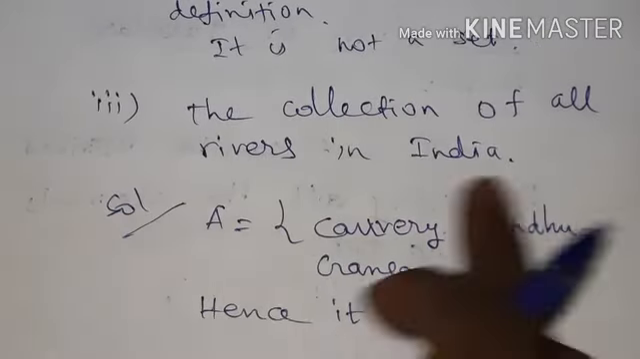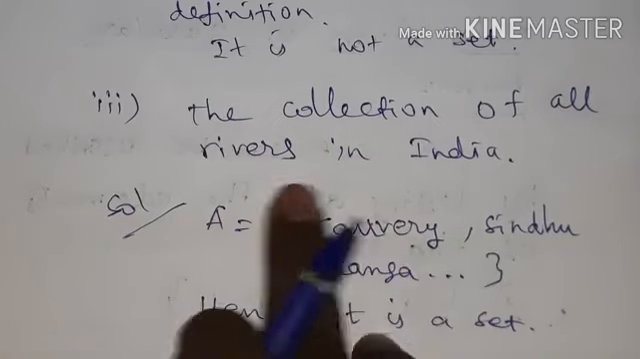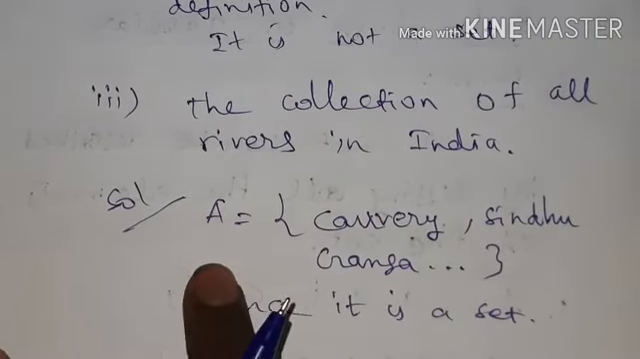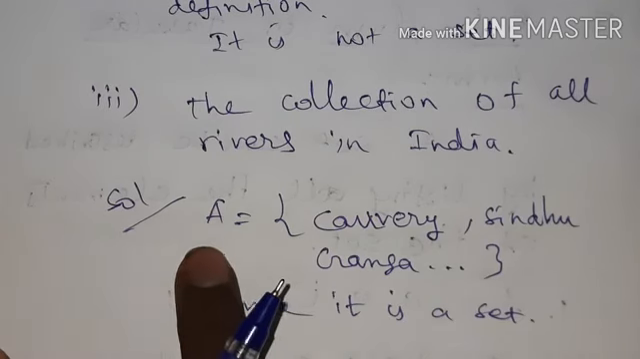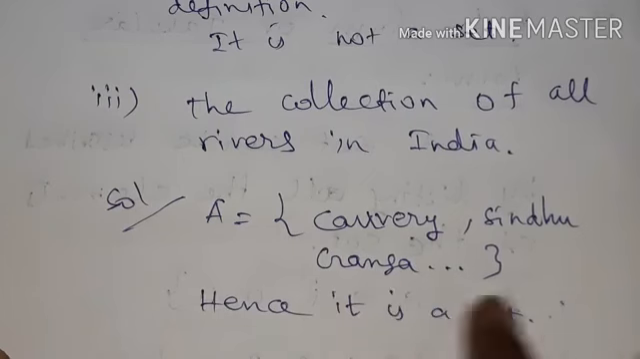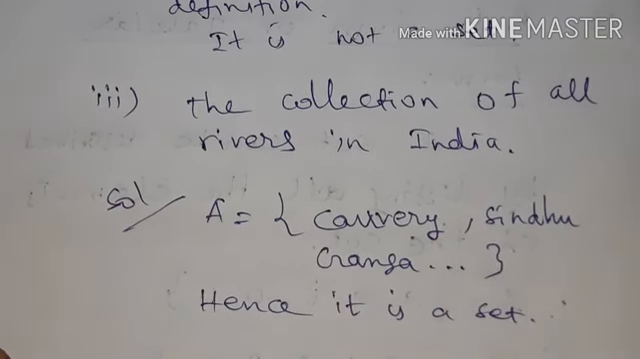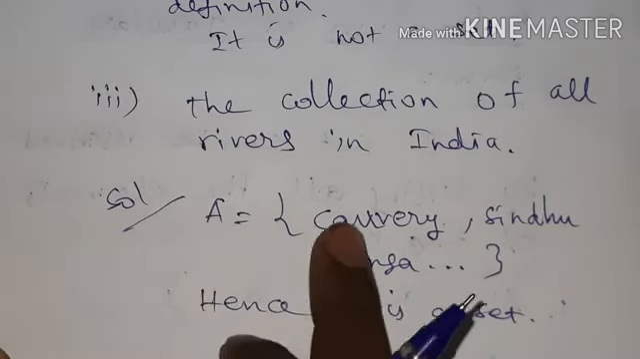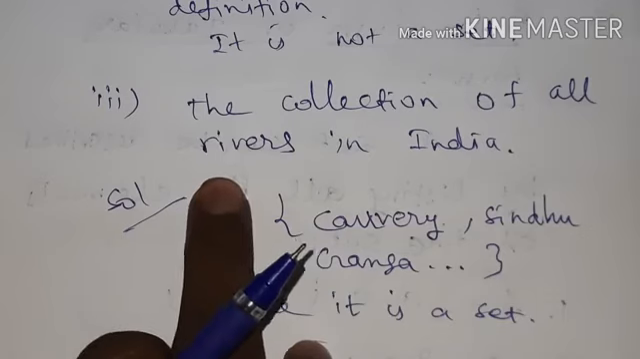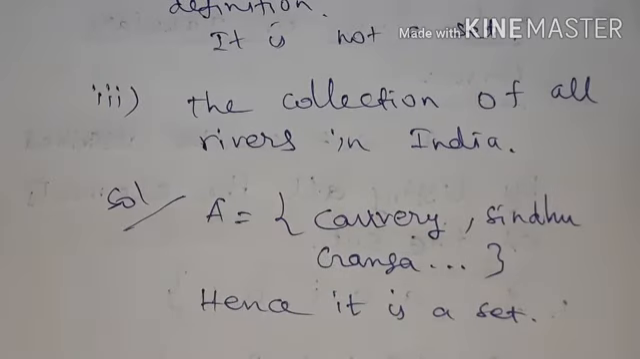Third one, the collection of rivers in India. First write in roster form: A is equal to Kaveri, Sindhu, Ganga and so on. India has so many rivers. So it is a collection of well-defined objects. The collection of rivers is well defined. So hence it is a set.